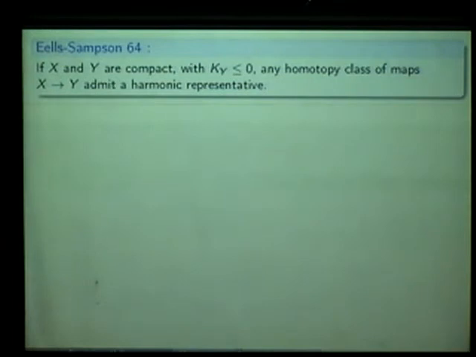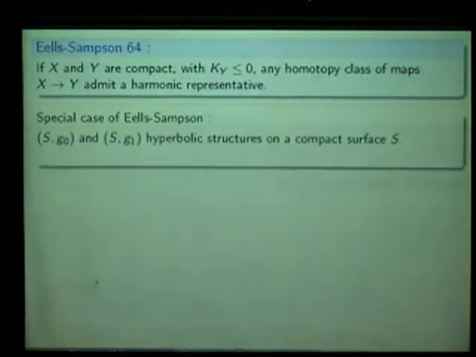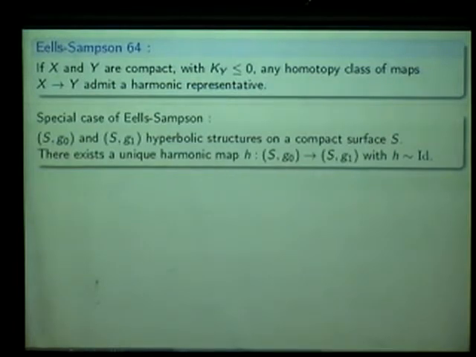So now I would like to state a special case of this result. I focus on the case where both manifolds are the same compact surface, but equipped with two different hyperbolic metrics. And then, for example, the identity map between this surface is homotopic to a unique harmonic map. Uniqueness here comes from the fact that now I suppose negative curvature, strictly negative curvature.